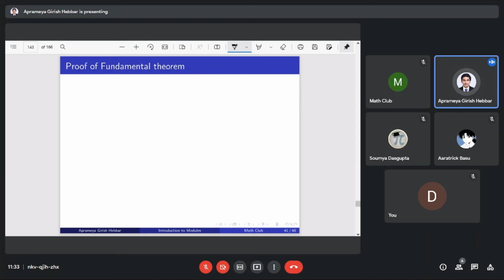Okay, so now let's go to the proof. So the proof, we have done much of the hard work already. As R is a PID and R is a Noetherian ring, we know there exist m and n such that R^m over ARⁿ is isomorphic to V, where A is an m cross n matrix over R.